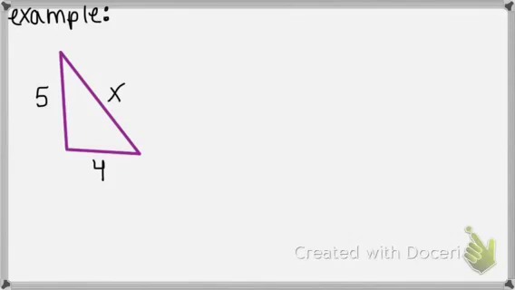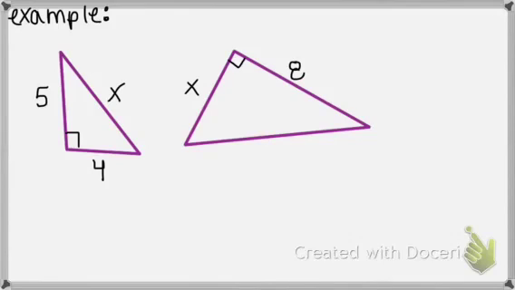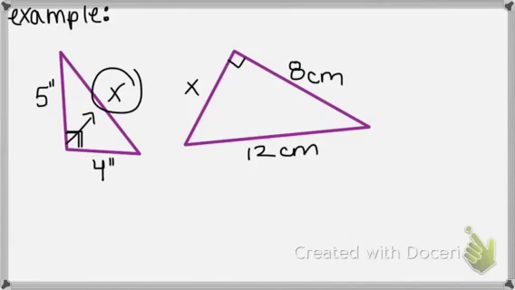So I have a right triangle of 4, 5, and x, and this will be our right angle here. And I have another right triangle of x, 8, and 12. So again, in our first one here, let's start by identifying where the hypotenuse is. Our hypotenuse is always across from that right angle, so our hypotenuse is x. And then our other two legs are just the other two values. It doesn't matter the order we put them in.